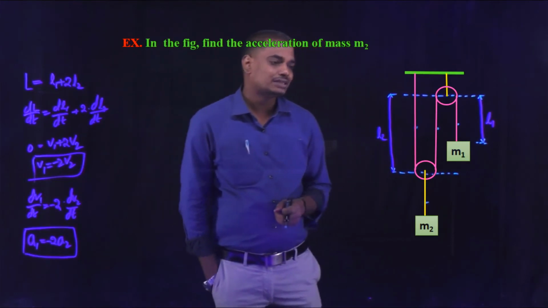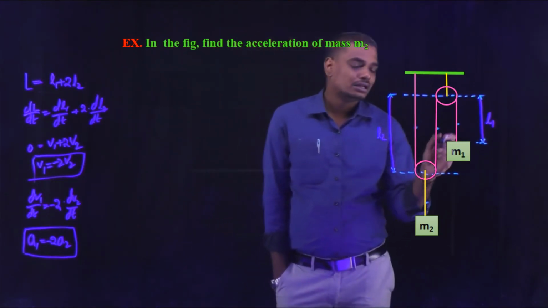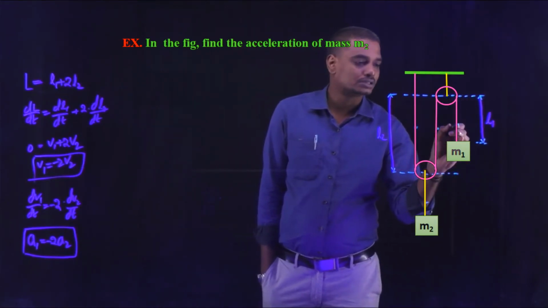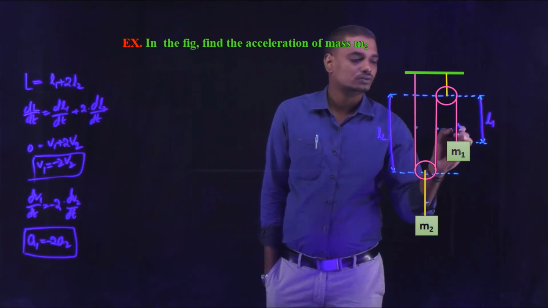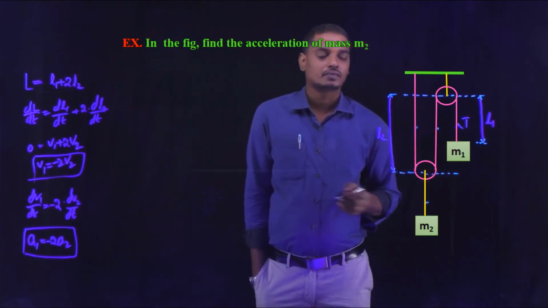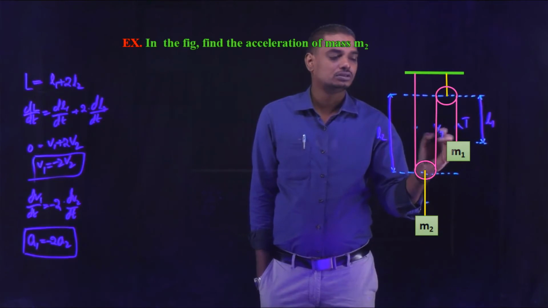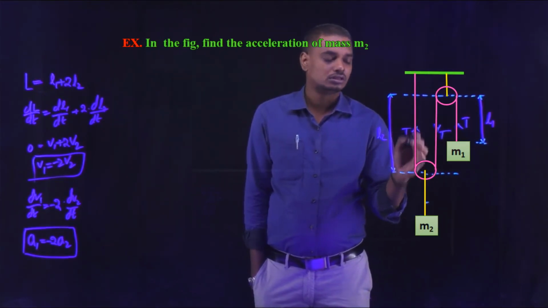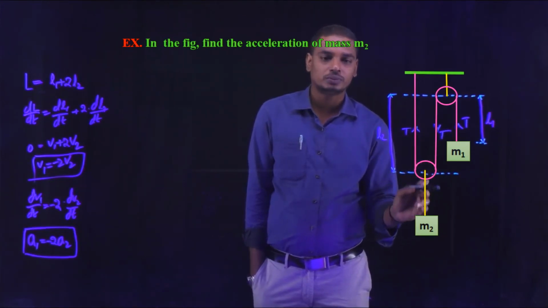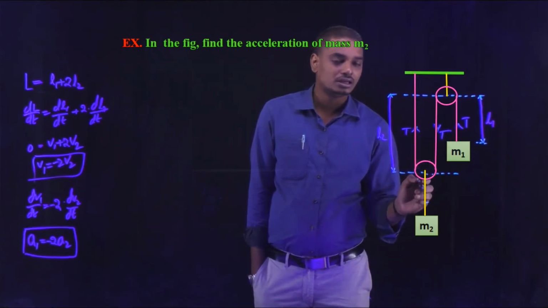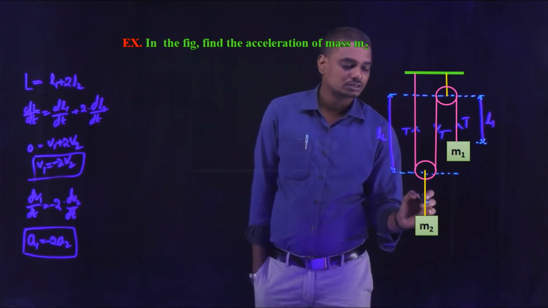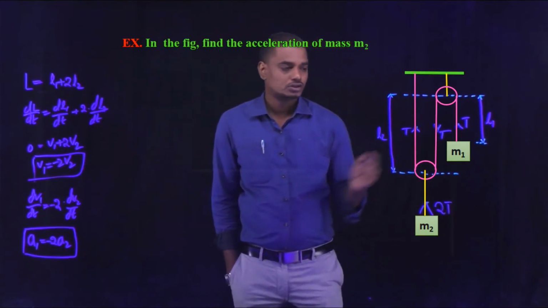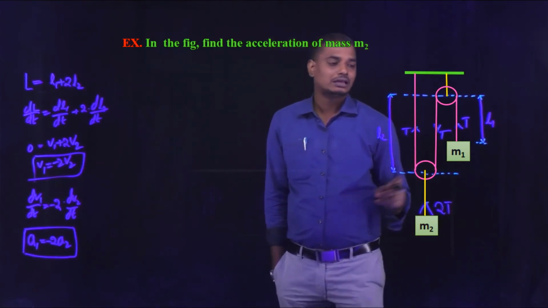To calculate this acceleration, let the tension in this string due to the block of mass m1 be T, which is upwards, and here it is downwards, which is also tension T. As it comes over the pulley, we know that it is T, and the thrust over this pulley is 2T. By drawing the free body diagrams, we can calculate much more easily.